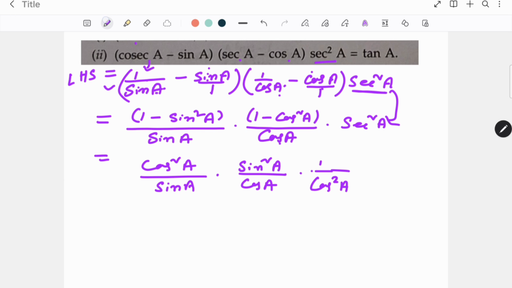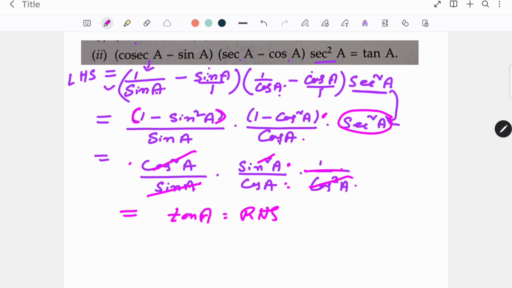Now we know 1 minus sine square means cos square and 1 minus cos square means sine square. Down sine a, here cos a, and this sec square a we have split in a 1 minus cos square a. Now if you cancel up and down, this cos square a and cos square a will be cancelled. This sine a and this sine square a from this square will be cancelled. So only we are left with sine a by cos a, which means we got tan a, and that is only your RHS.